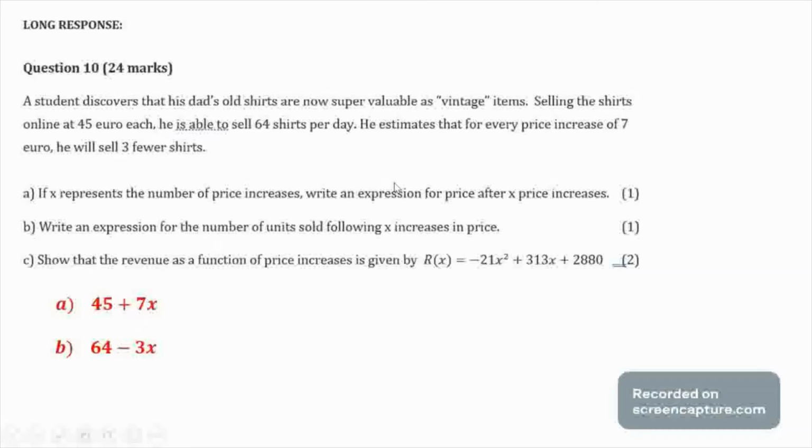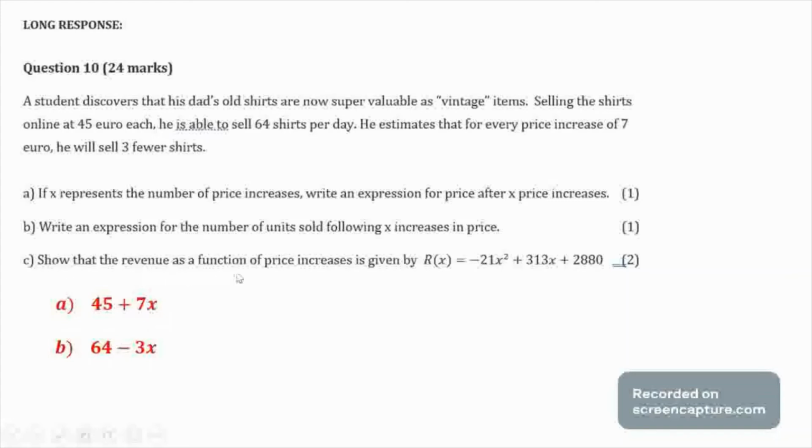And notice it said expression here, write an expression, write an expression. Expression looks like this. There's no equal sign. If it said write an equation, then you could have written a variable representing your, here, for example, your price equals, right? But it says expression, so that's good.